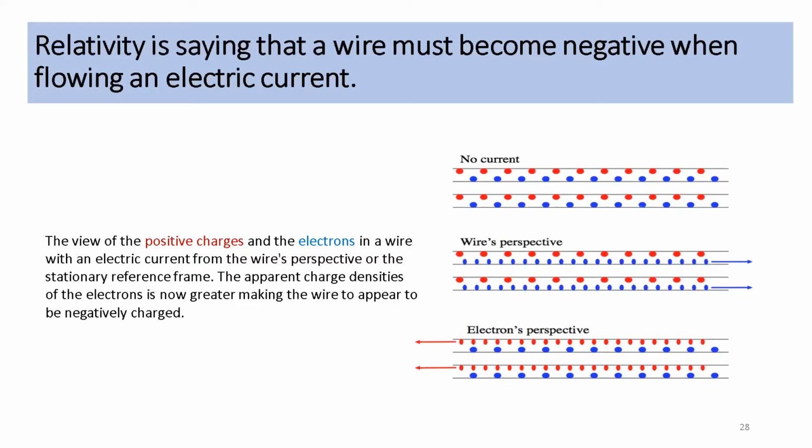Which, that's not in the equation for the magnetic field, right? It assumes the wires stay neutral. Because if your wires, when you flow an electric current through them, all became negative, all of a sudden the force between the wires is not going to be the same as when the wire is neutral. And that's where electromagnetics fails.